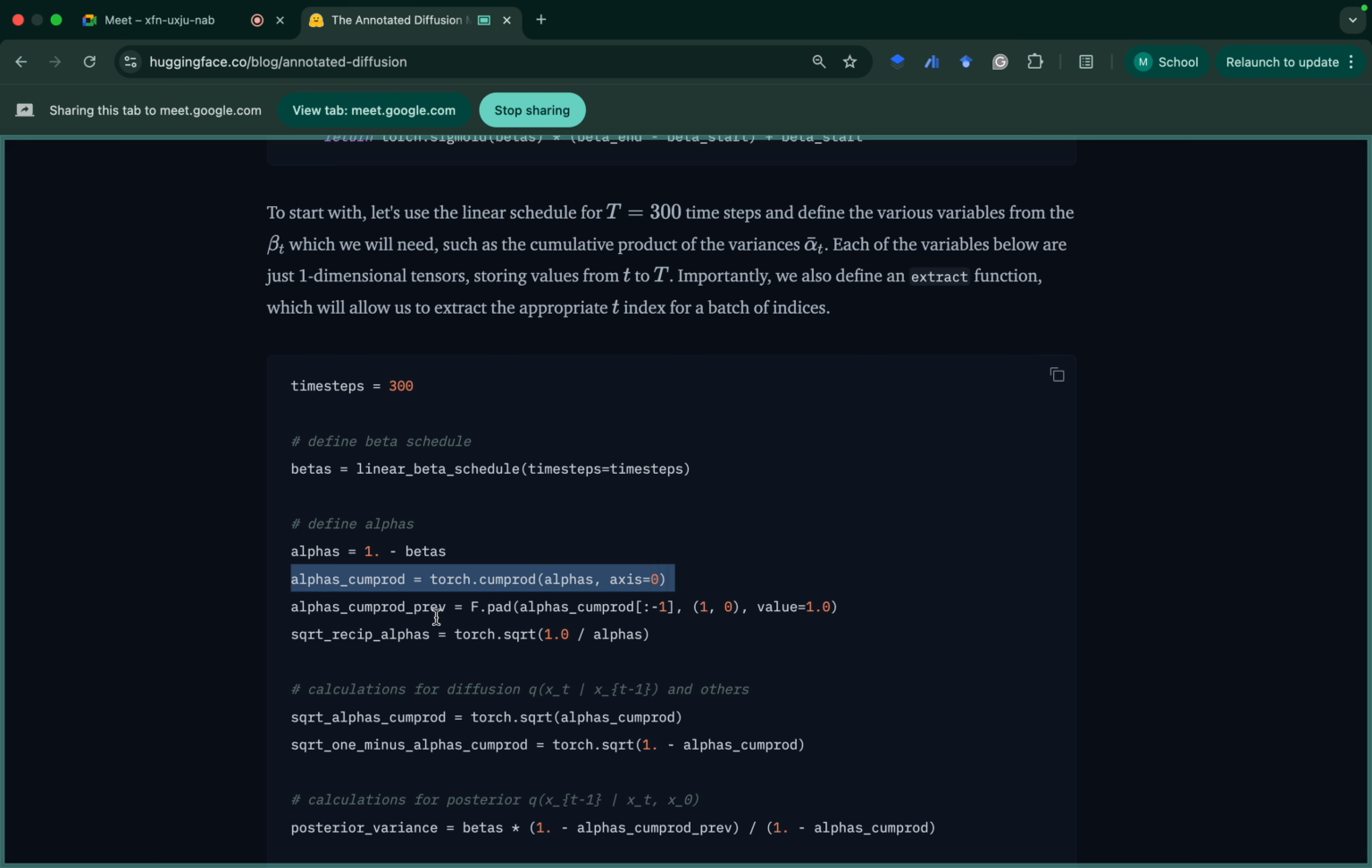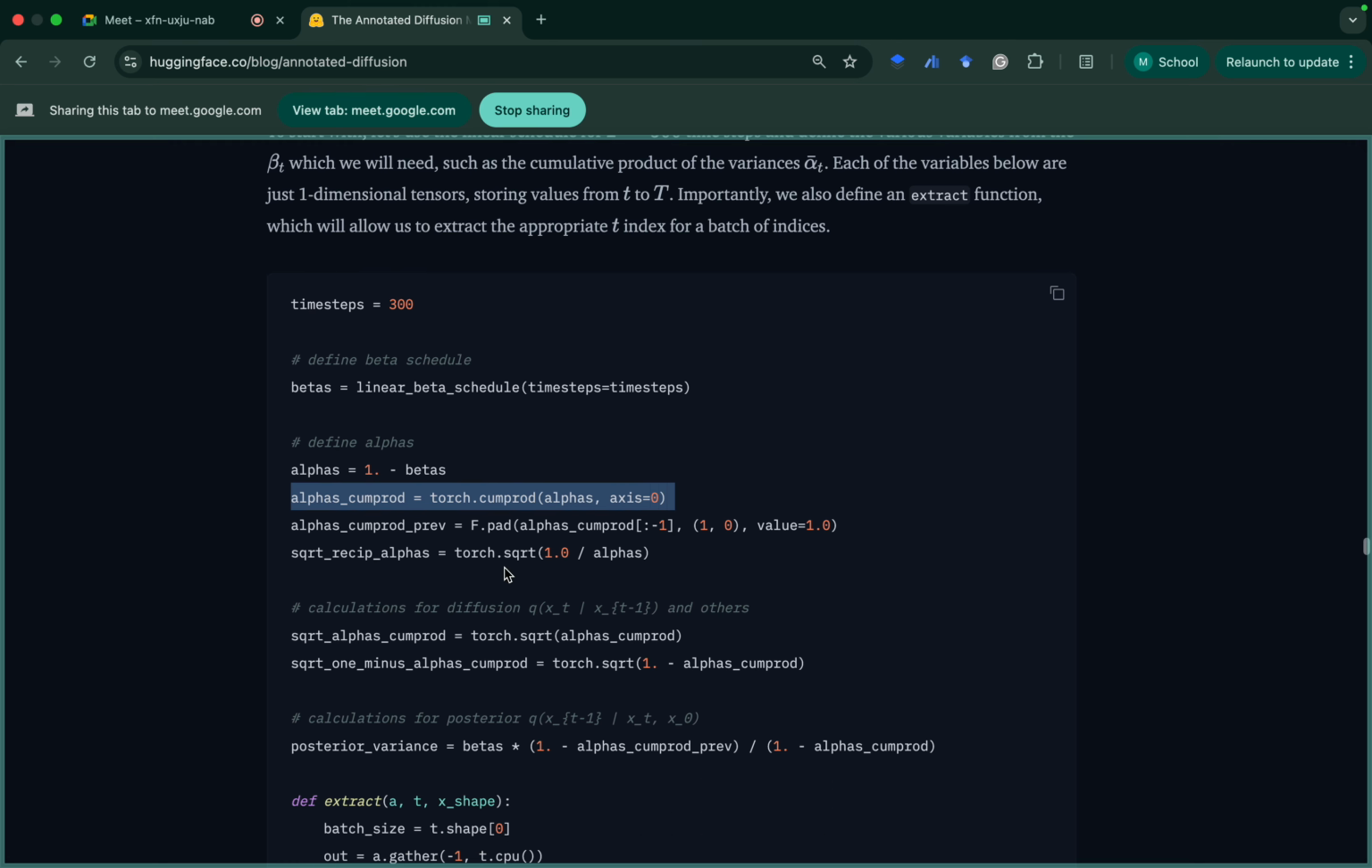The previous cumulative product, that means alpha bar t minus 1, and the square root of alphas. So yeah.